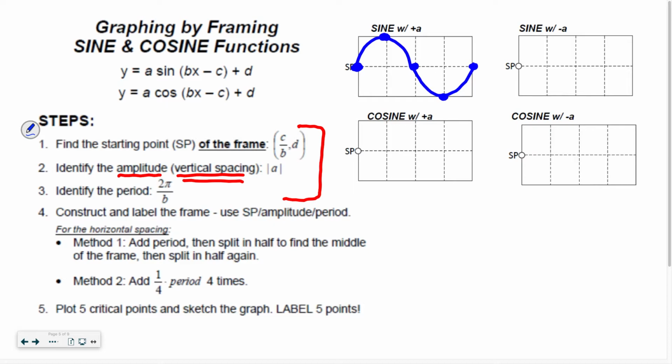You also already know cosine with a positive A. It starts at the maximum. So notice the starting point for the frame is not the starting point for your graph. Your graph does not have to go through the starting point. Okay, so it starts at the maximum, ends at the maximum, minimum would be in the middle, and my 2 critical points are there at the midline, and then I can draw my cosine.